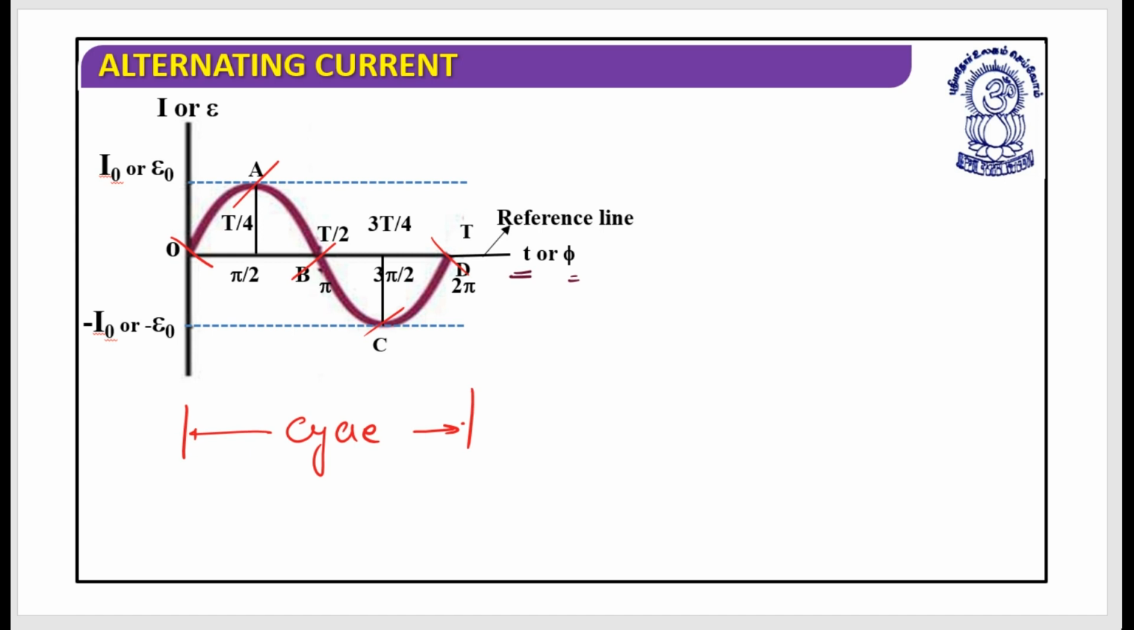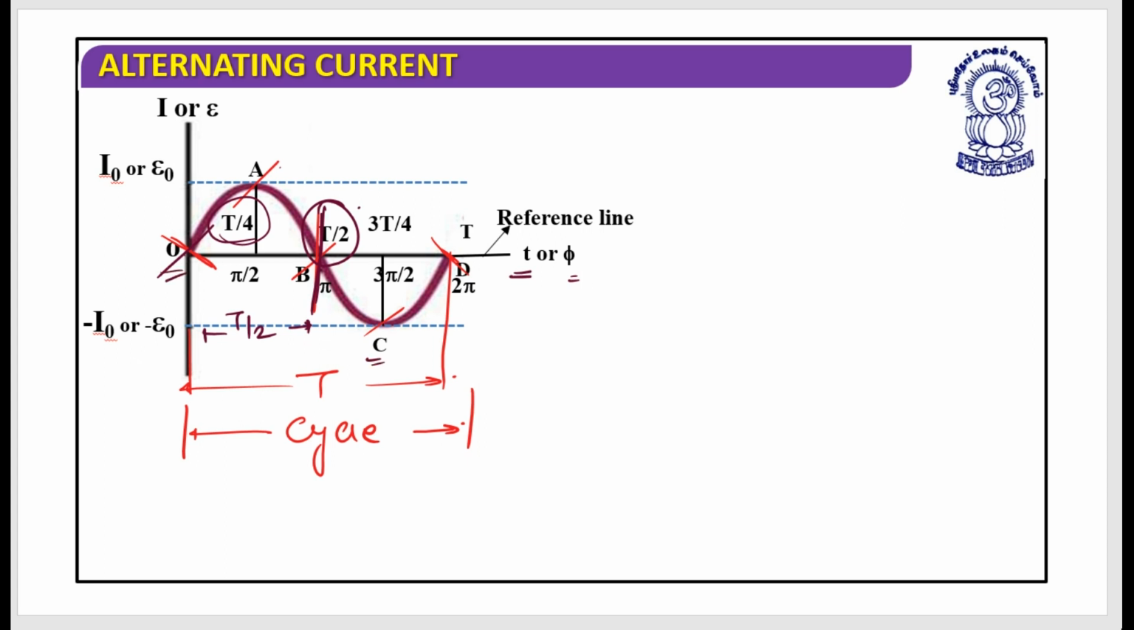Now let's talk about the time period. What is time period? It is the time required to complete one cycle. So from here to here, this time is capital T. Let's talk about the different times. From O to D is one cycle. Then 0 to B is half of the cycle, so this time period is T by 2. 0 to A is one quarter of the cycle, and that's why this has been denoted as T by 4.